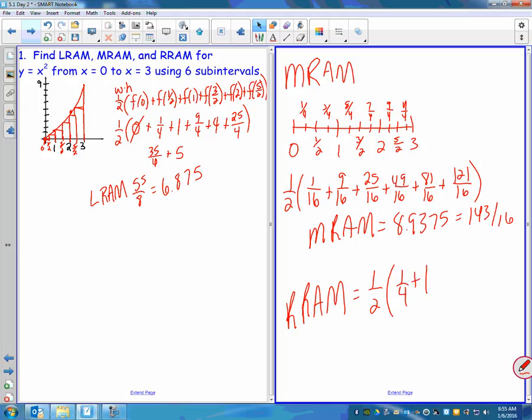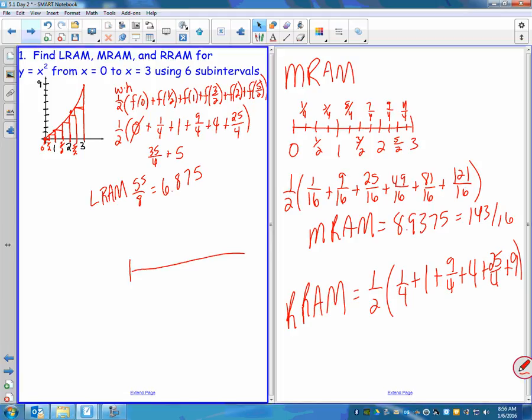So it would be 1/4 plus 1 plus 9/4 plus 4 plus 25/4. And then that last rectangle is now going to have a height of 3. And so that would give us, since the first one was 0 on that one, we're just trading off one for the other. Anyone have a question on where I'm getting these? Yes, right? The 1/4 would be the first rectangle now. Because on LRAM, 0 was the first rectangle. The first rectangle was nothing.